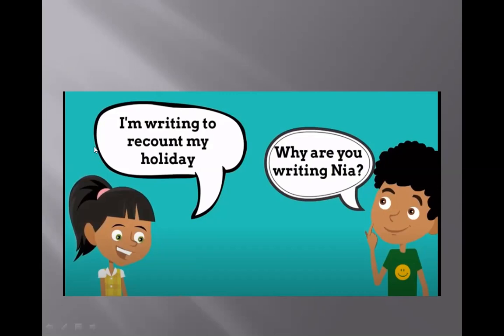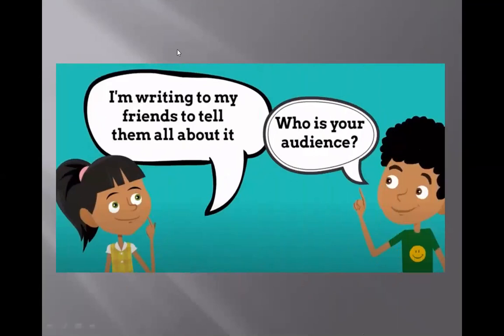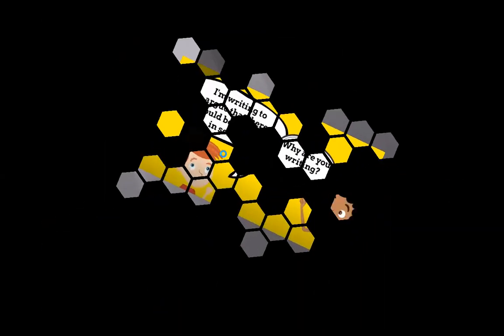The audience is this girl's friends. Absolutely right. Spot on. Good job, Judy. And that's what it is. She is writing the recount in order to inform her friends. So her audience over here is going to be her friends. I'm writing to my friends to tell them all about it. Okay, moving on to the next one.